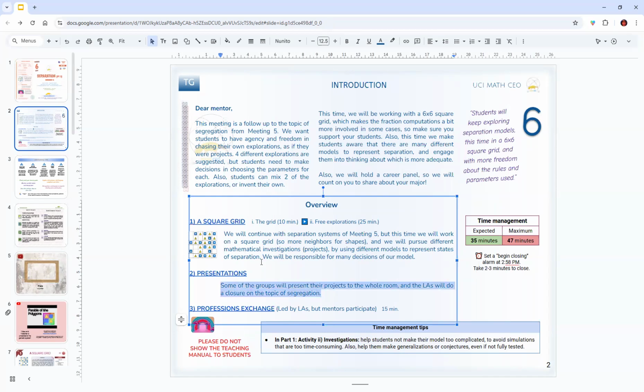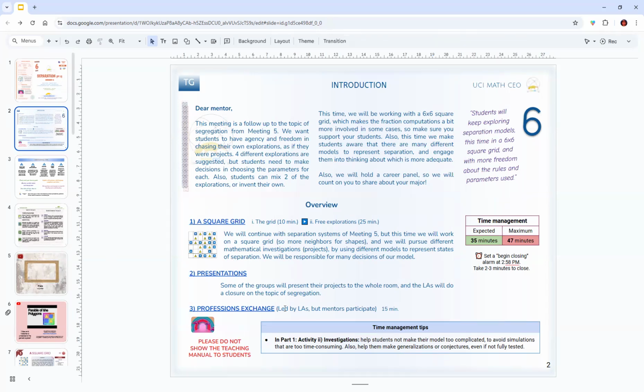Little thing, maybe in your room, the LAs decide, instead of doing presentations, having the tables keep working on this if the investigations are really cool and the students seem to need more time. So there's some flexibility there, but otherwise they could close this with presentations.